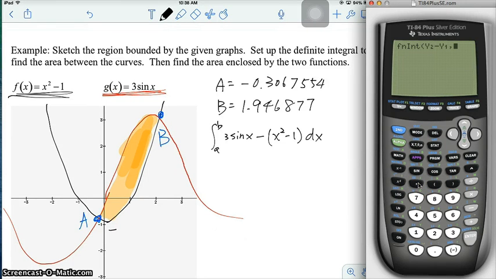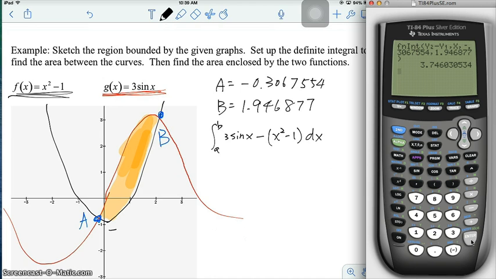Now we need to tell it what we are integrating. Well, we're integrating with respect to x, so x, and now we need to put in our lower limit and upper limit. Our lower limit is this crazy number, so let's go ahead and type that in. Negative 0.30675554. And we're going to put another comma. This is the upper limit that we'll be using: 1.946877. And we're going to close the parenthesis and calculate.